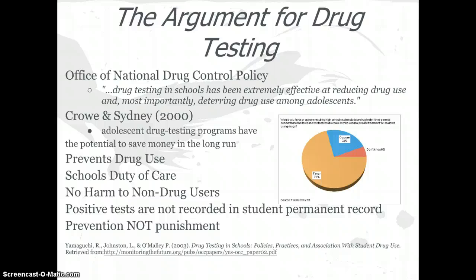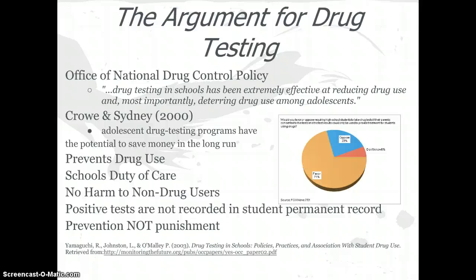From the Office of National Drug Control Policy, they said drug testing in schools has been extremely effective at reducing drug use and, most importantly, deterring drug use among adolescents. A study of a school in Alabama saw a 9% drop in alcohol use, a 7% drop in marijuana use, and a decrease in tobacco use of 9%.